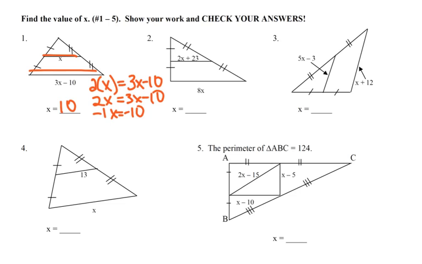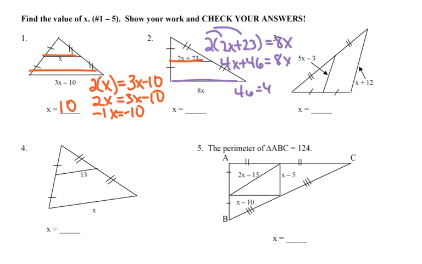Alright, let's move on to our next example. Here are our 2 mid-segments that are parallel to each other. And we're going to take our smaller segment and times it by 2. So 2 times 2x plus 23 equals 8x. We're going to distribute out our 2 to each term. So we're going to get 4x plus 46 equals 8x. I subtract 4x from both sides. I get 46 equals 4x. I divide by 4, and I get 11.5.